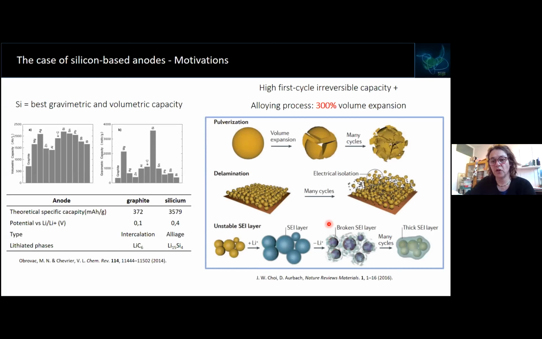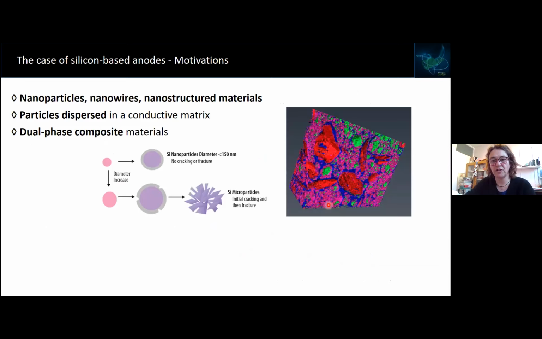So there's still a lot of work to do to measure, quantify, and understand those mechanisms. People are trying to develop materials to mitigate them, particularly using nanoparticles or nanowires, for instance, because it has been shown that below typically 150 nanometers, you can significantly avoid the cracking of the particles. Also, dispersing those particles in a conductive matrix, carbon matrix, or using dual phase composite materials, as the one that is shown on the image, can help to buffer the volume expansions during cycling and keep the mechanical integrity of the electrode.